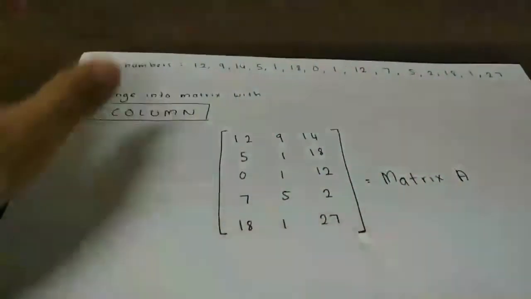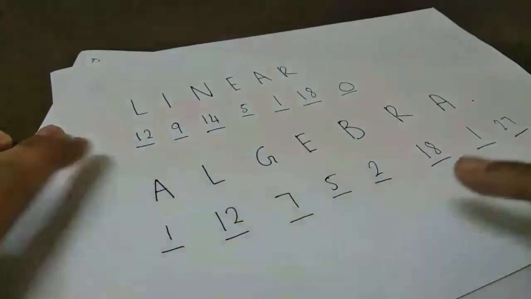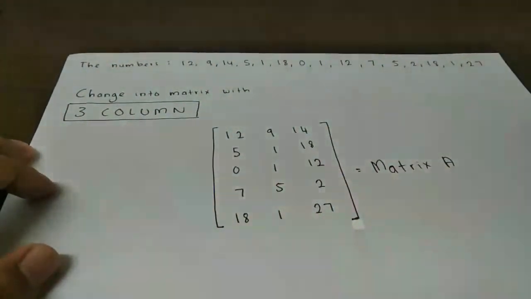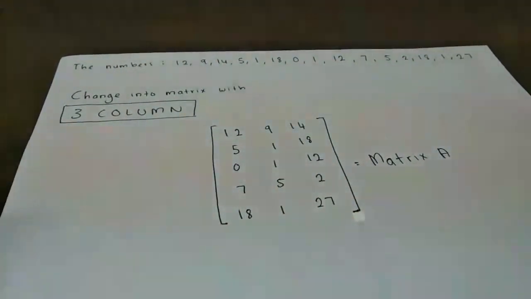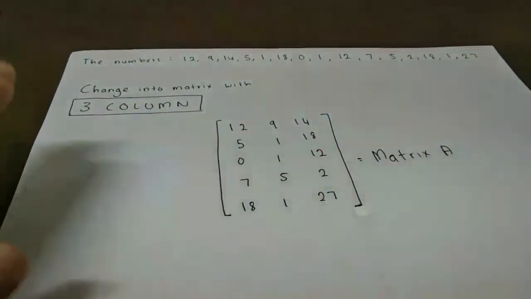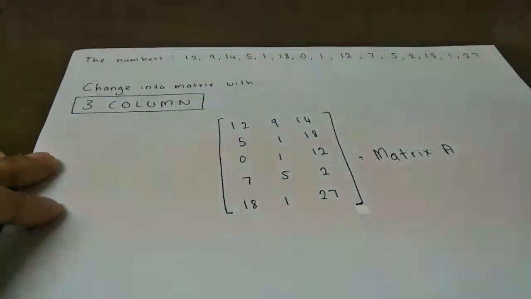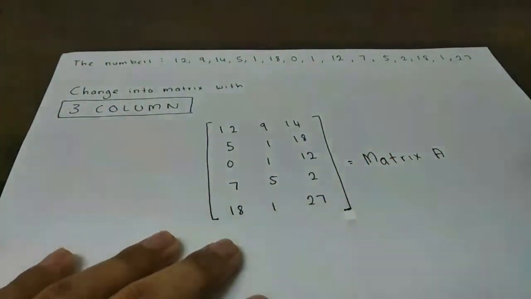Okay, in our next part we will arrange this number into a matrix with 3 columns. You might be wondering why 3 columns. Actually, there is no particular reason. You can choose your own. If you want 4 columns or 5 columns, it is up to you. But I recommend 3 columns because it will be easier for you to do this process. So in front of you right now, we have a matrix called matrix A. We go to the next part.